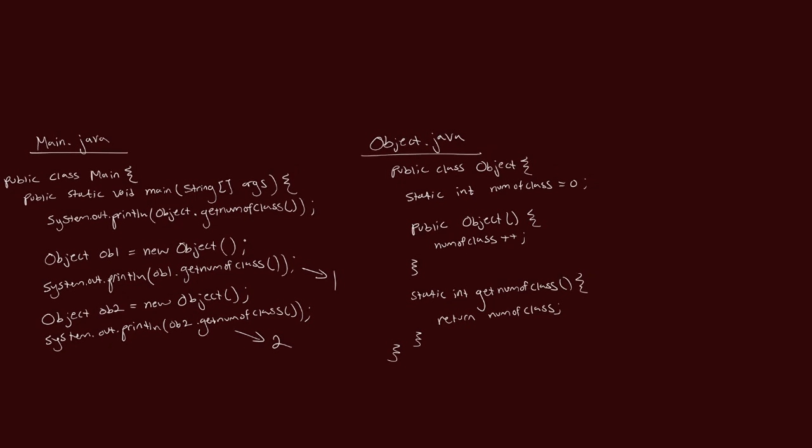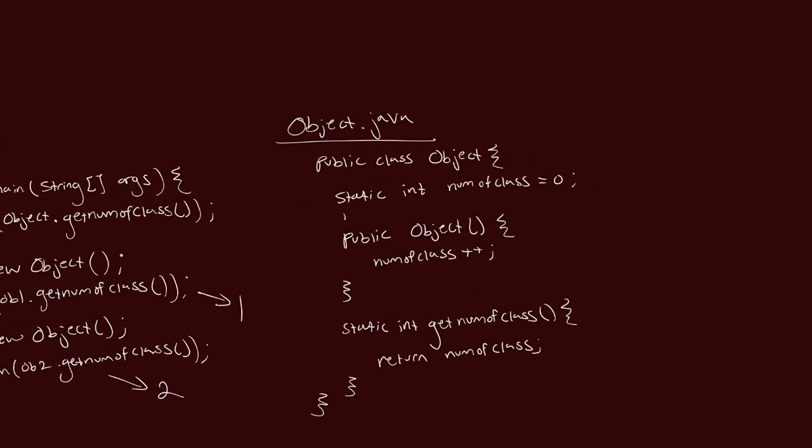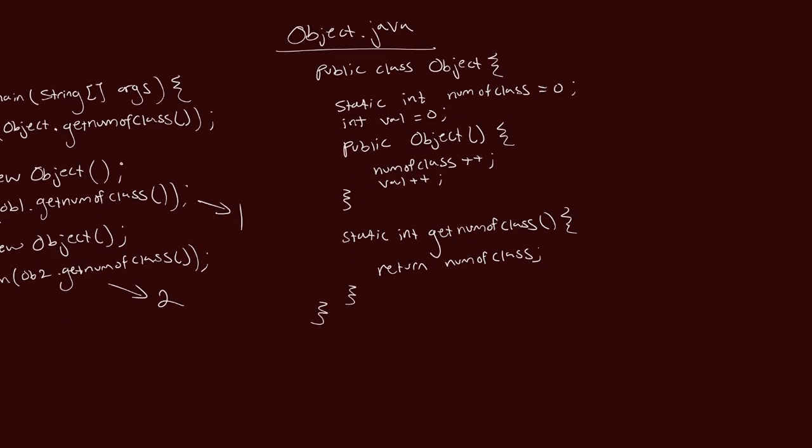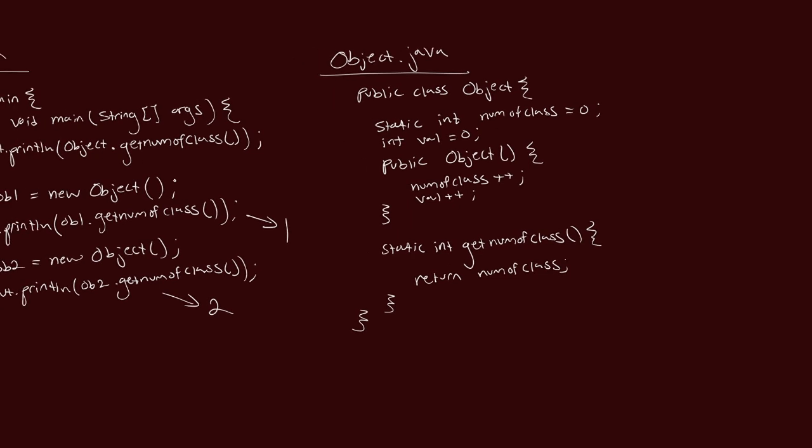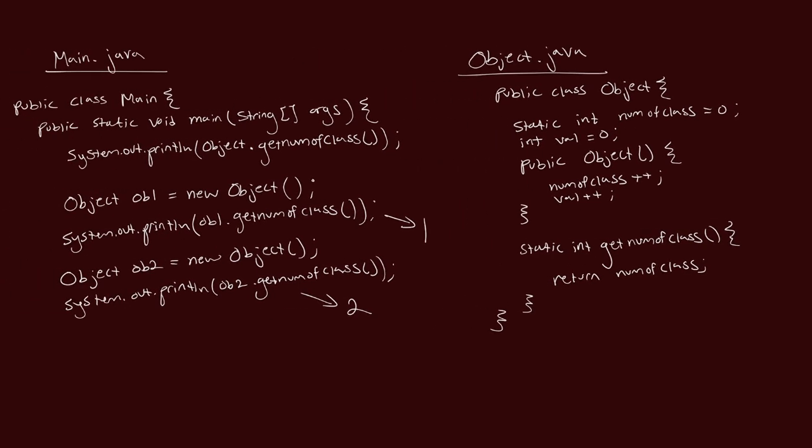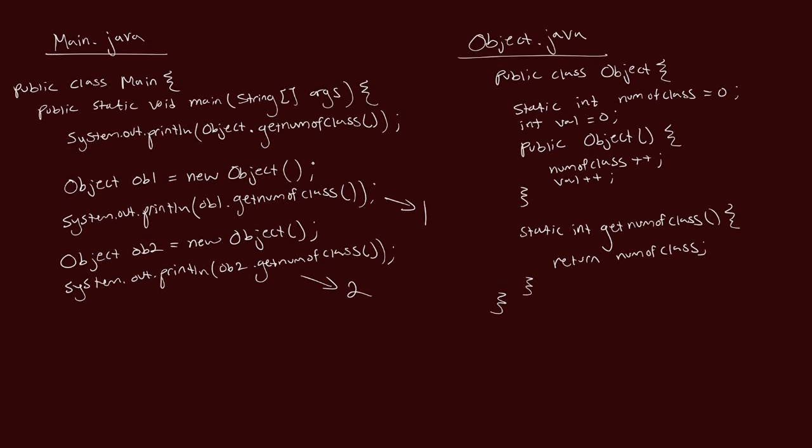So if you had another variable, let's say int val is equal to 0, and then you have val increment by 1, and then you write another method, static int get val, and return val. Since val is not static, it's going to reset every time you recall object. But num of classes is not going to change. It's going to stay the same because it's static.